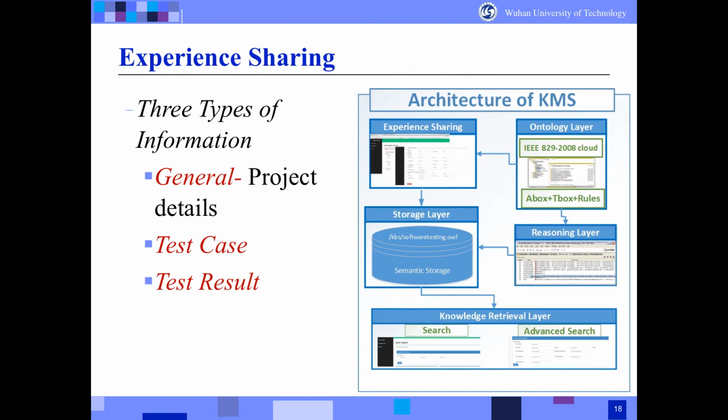So 3 types of information are stored in the experience sharing layer: general, test case, and test result. So they can express what project they have worked on, what the test case details are, and then the test result details. They can share their experiences in these 3 types of information, and they have to fill in all these 3 types of information while they are working on the experience sharing.